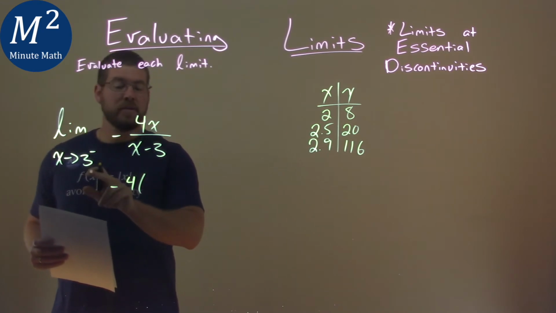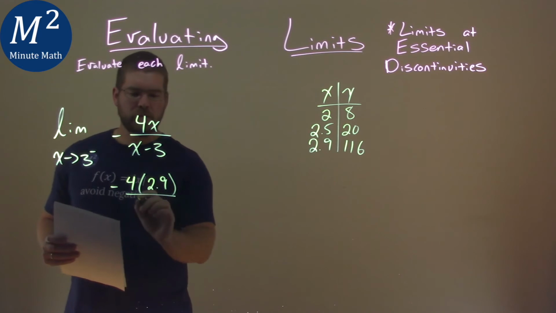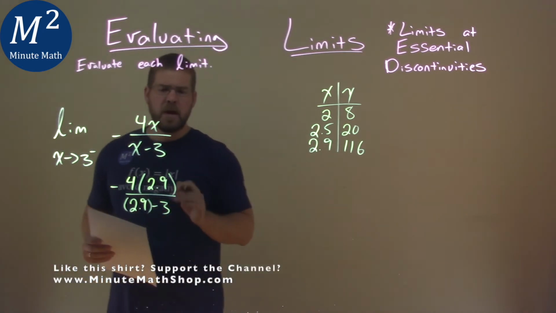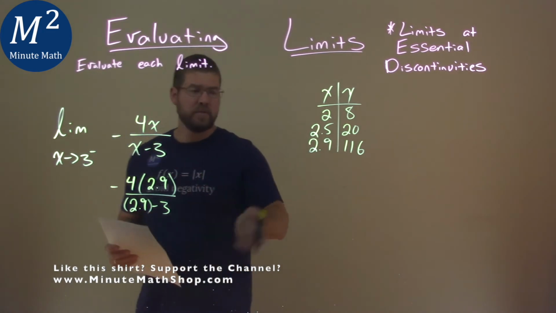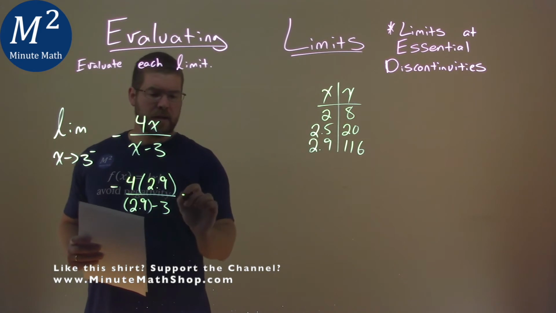I'm going to pick a value just to the left of 3 and say it's 2.9 over 2.9 minus 3, like so. Now I don't actually care what the value is, we found it here, it's 116, but really what I'm looking for is, is it positive or negative.